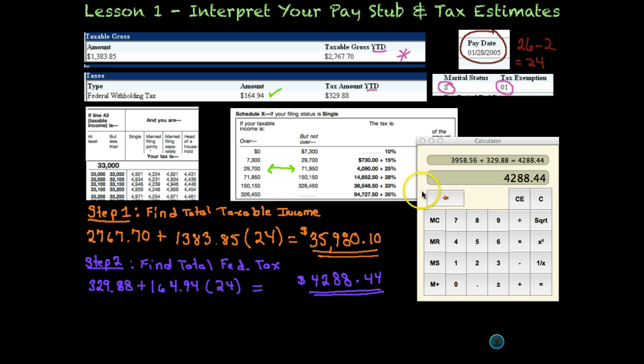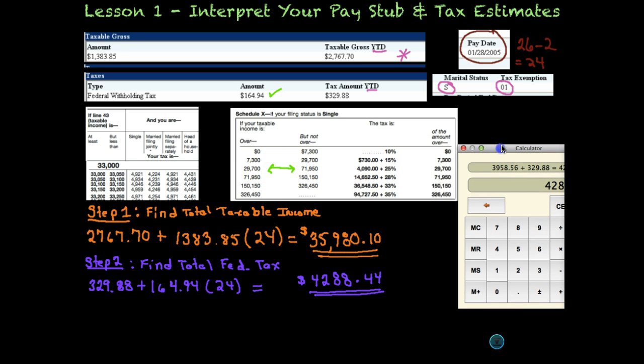$4,288.44. The question is then, based on a projected income of almost $36,000, is this amount of federal tax going to cover it? What is this person going to owe? That's where our tax schedule and tax tables will come into play. Notice that I put a green arrow here under this category. If this person is projected to make $35,980, that's going to fall in here. So if that's the case, then we know that he is going to owe, or she, $4,090 plus 25% of any amounts over $29,700.